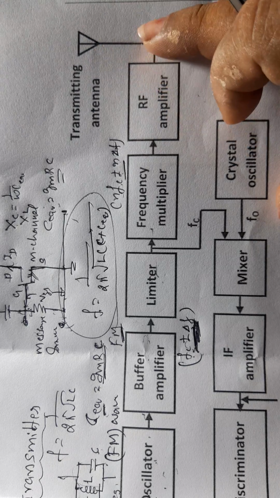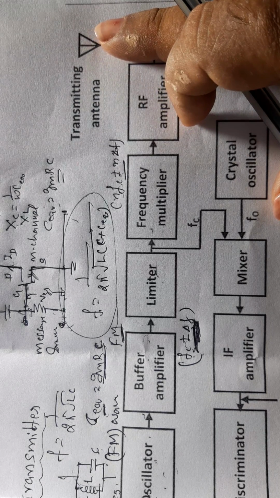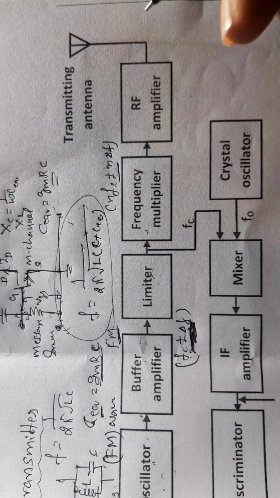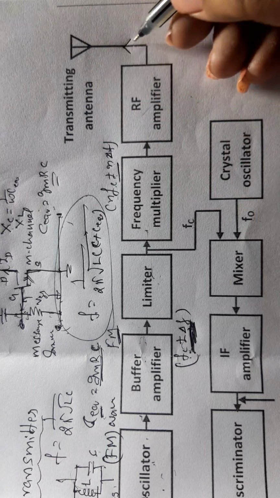Then this antenna produces an electromagnetic field when this RF current passes through it.